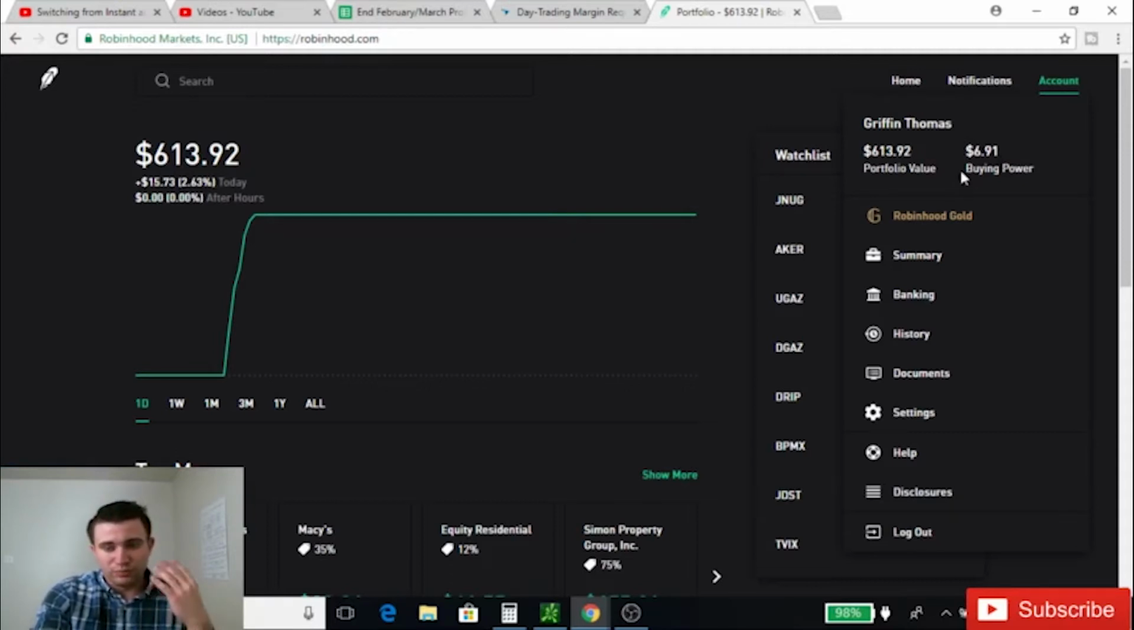With being a cash account, if you had Instant or Gold, you would have margin, pretty much double the buying power, which I don't like to begin with anyways. But what's going to happen is that money that I used today for my day trade will not be available until after one whole business day at least. Sometimes two, but 99% of the time that I've seen, it's one business day.